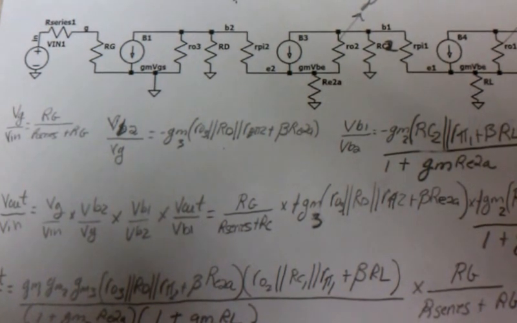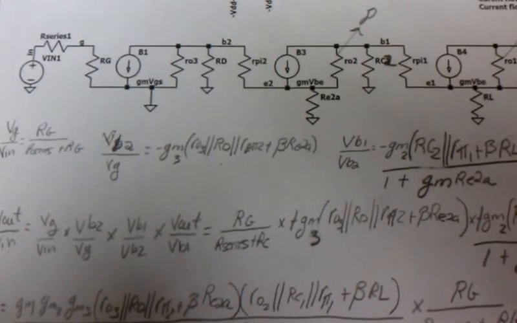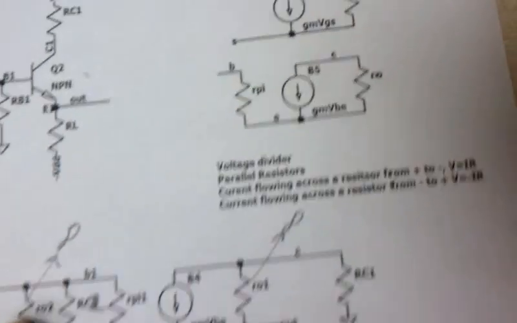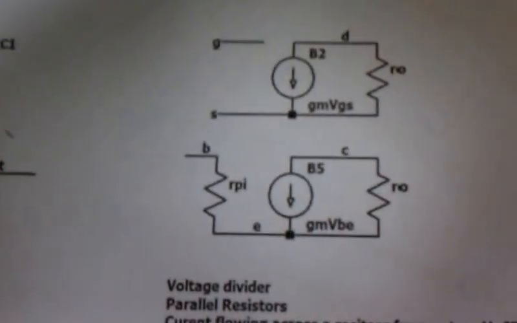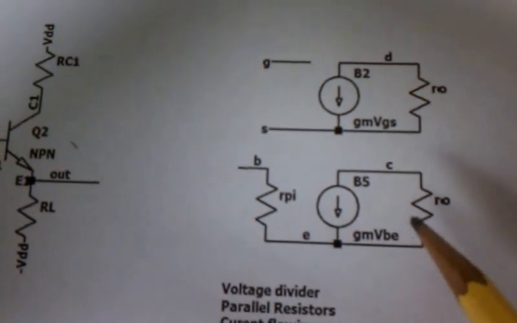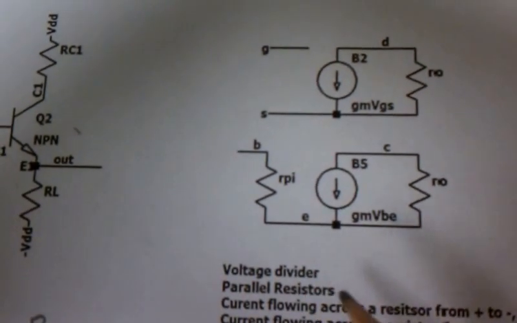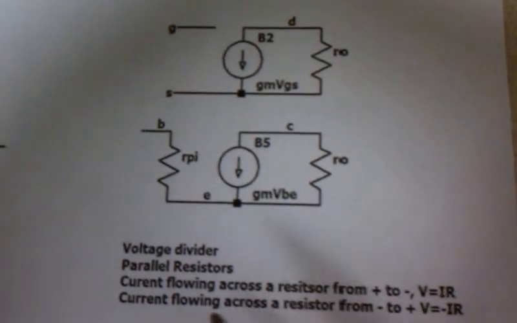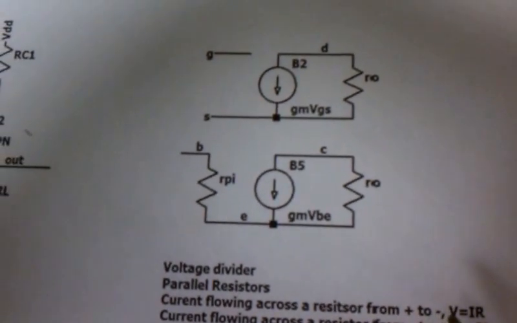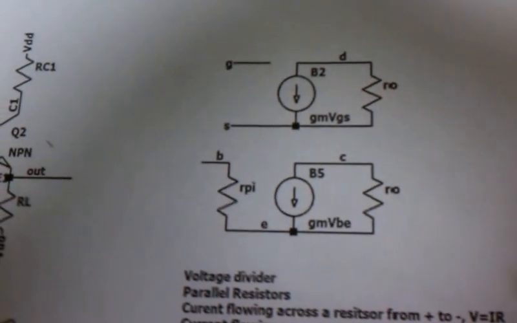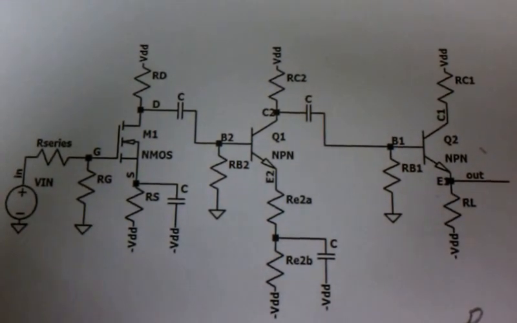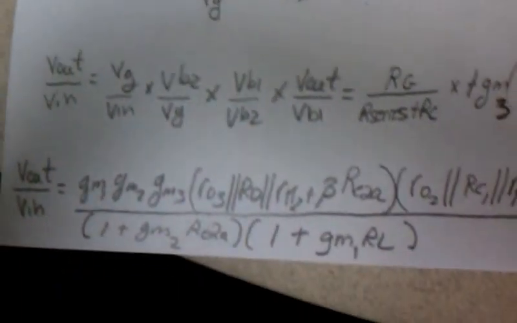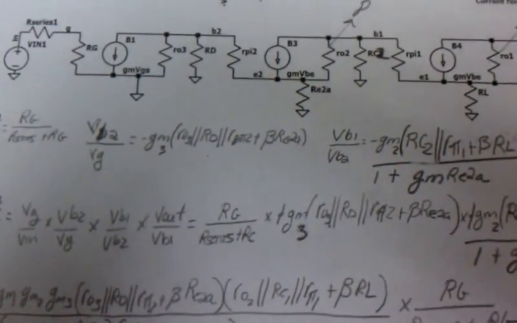the math looks pretty intense, with a lot of parallel resistances, but the way to solve this problem was just to know that there's a small signal model for a MOSFET and a small signal model for a BJT, and you just apply voltage divider rules, adding parallel resistors, and that current flowing across the resistor from positive to negative is V equals IR, and if it's flowing the opposite way, it's V equals minus IR. And so this circuit might appear really daunting at first, but if you apply those simple principles, you'll be able to rapidly come up with this answer.